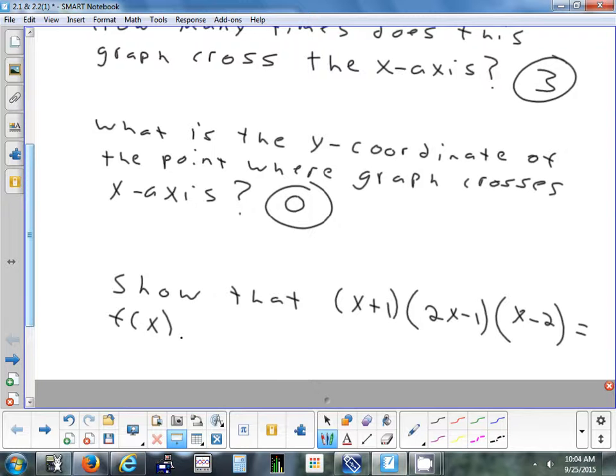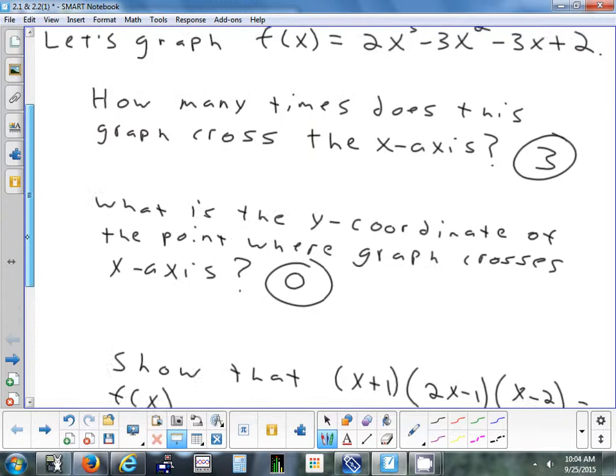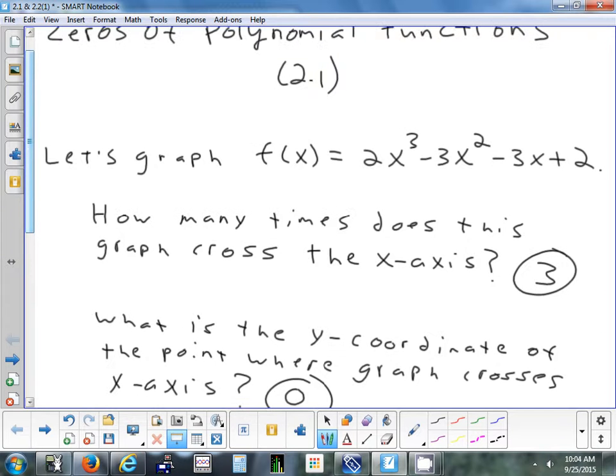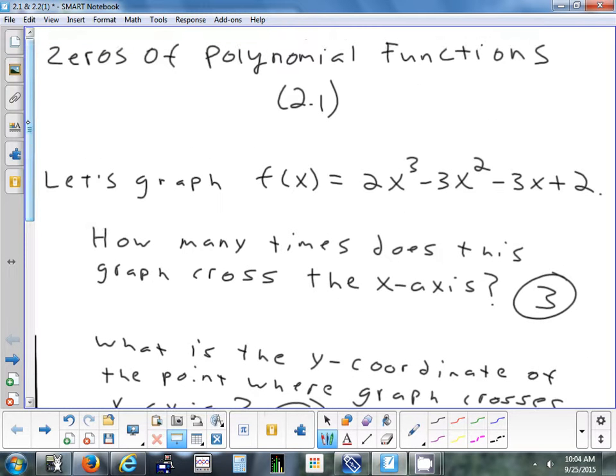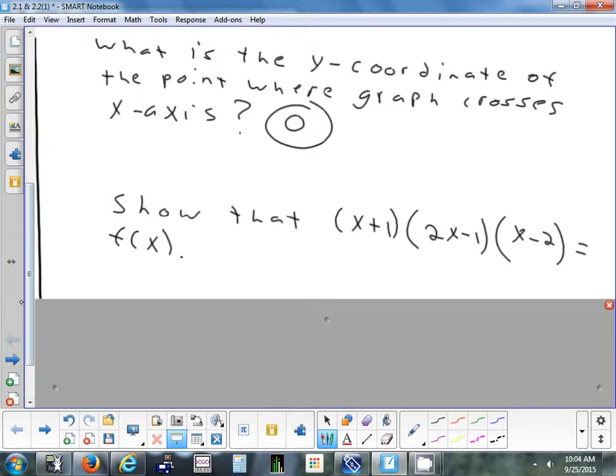All right. Next thing I want to do is show that what I have written here, x plus 1 times 2x minus 1 times x minus 2, is equivalent to the function f of x I have up above. One way you might think we could do that is just to graph it. If we graph what I have in those 3 sets of parentheses, and then we graph what we have up above, if the 2 graphs look the same, you might say they're the same. But really, a graph is not a way to actually prove 2 things are the same. The only way we can do that is to actually use our distributive property and do it out.